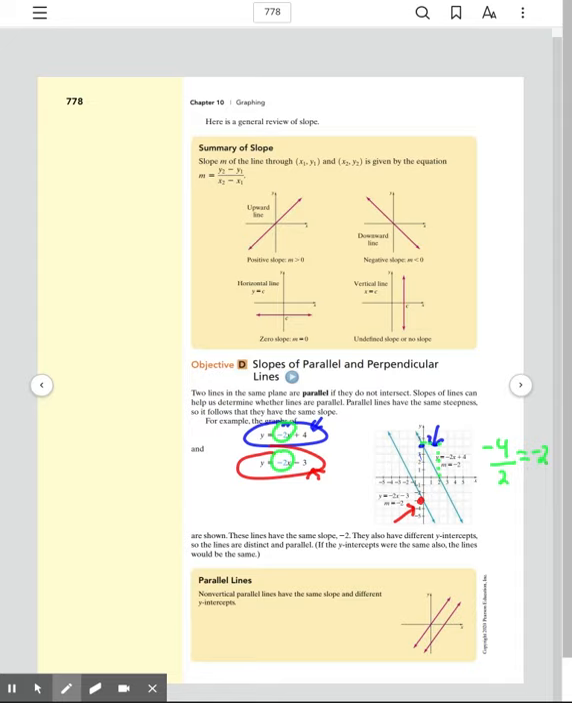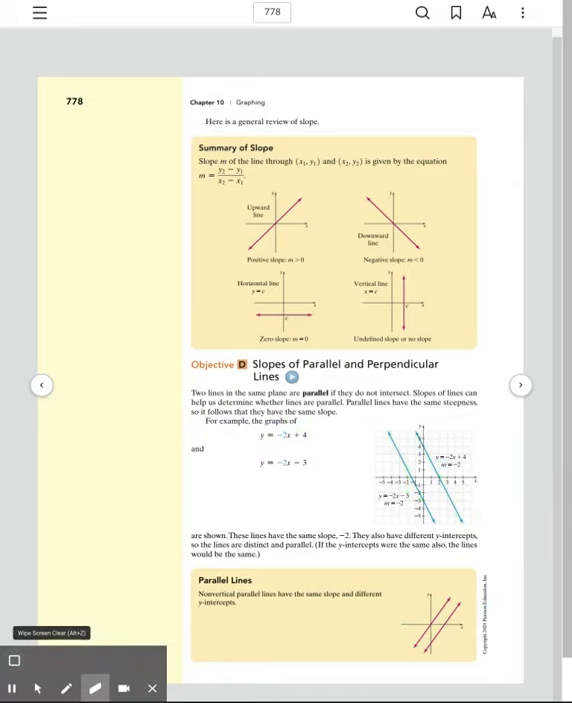This one I could choose any 2 points as well. I can see there's a nice intersection here and then here. This goes down 1, 2, 3, 4, and it goes over 1, 2. Again, down 4 over 2 simplifies to negative 2. So they have the same exact slope. So if they have the same slope, they result in parallel lines.